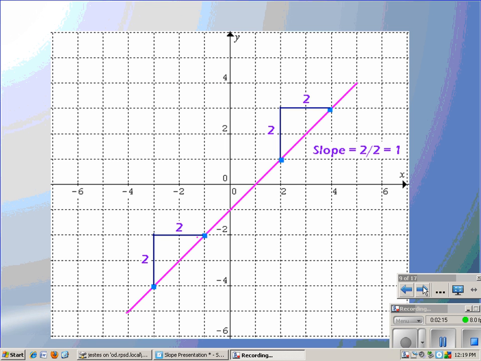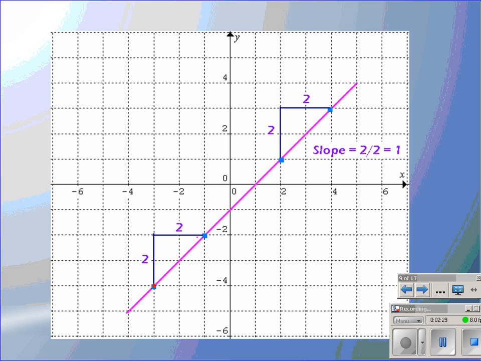Here's a graph, and here's the slope of a line. You can figure the slope by finding 2 points on the line, as shown. Here's a point, here's a point. Now we're going to figure the rise. So we went up 2, which makes it positive 2, and now we have to travel over to the other dot, the other point, and we go to the right 2. So then our slope is 2 over 2, which equals 1.